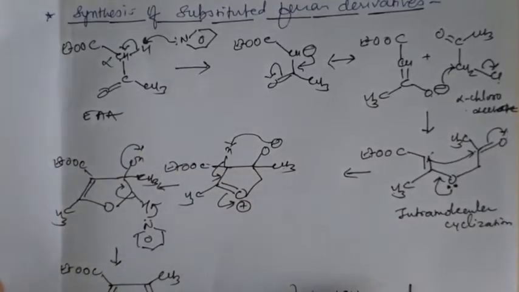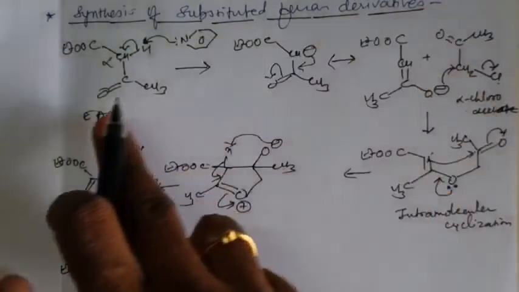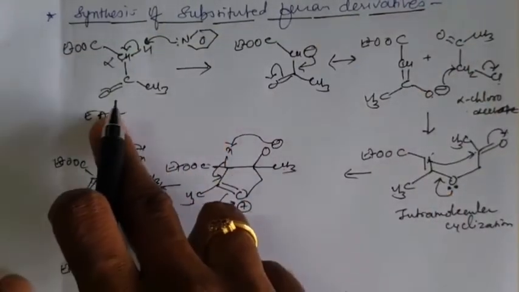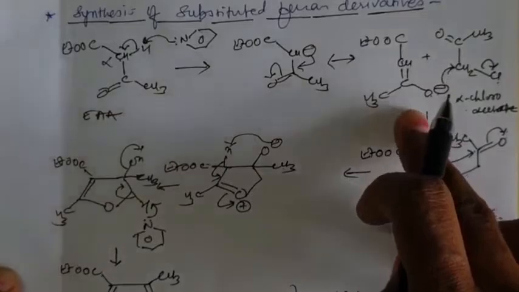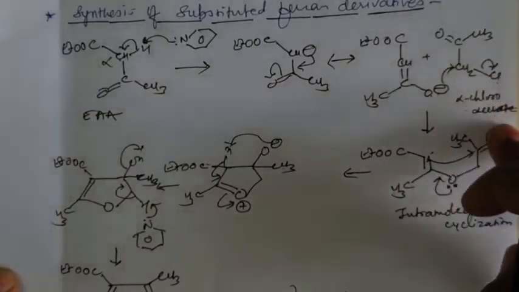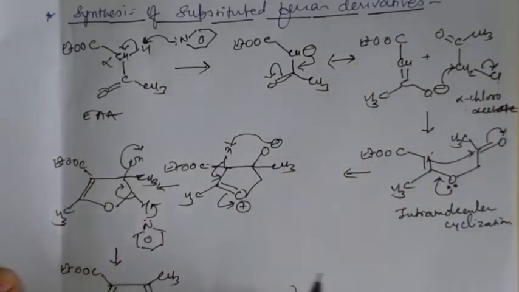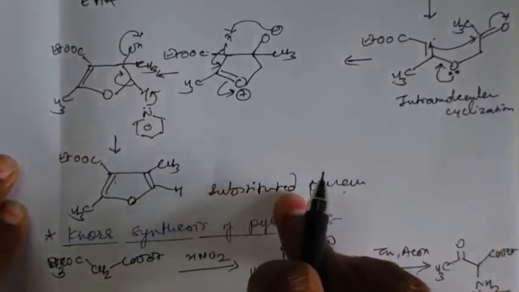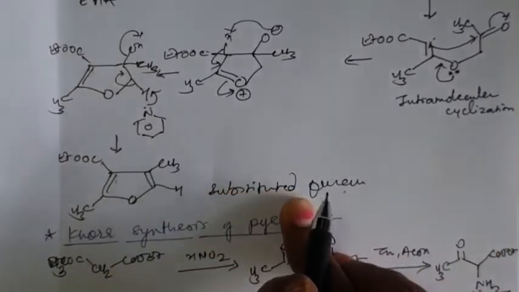Okay, so we can also synthesize this furan derivative by using ethyl acetoacetate, by treating the carbanion of ethyl acetoacetate with alpha chloroacetone. There is a cyclization reaction and we get the substituted furan as the product.